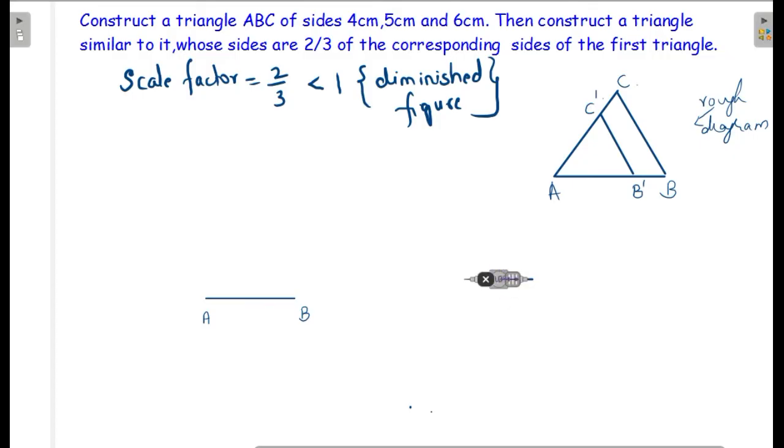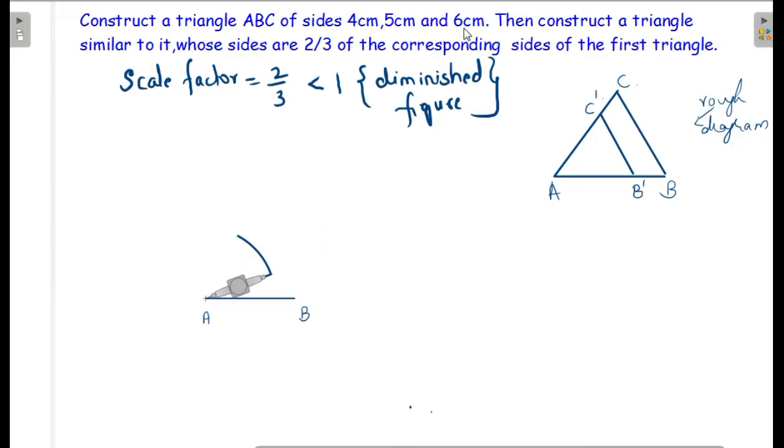Now, we will keep the metal pointer at A and draw an arc. Where did we keep the metal pointer? At vertex A. And what did we do? We have drawn an arc of radius 4 centimeters.